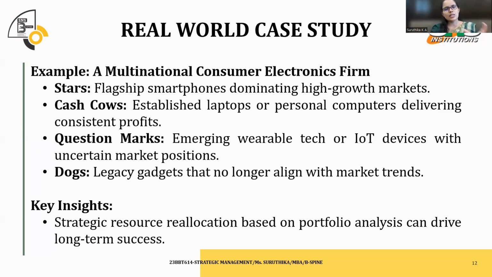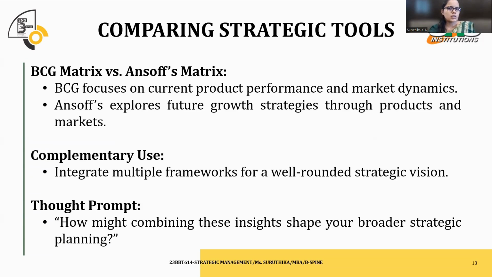So it's important that you strategically allocate resources based on portfolio analysis in order that the business runs with long-term success. So BCG Matrix focuses on current performance and market dynamics, while Ansoff's Matrix explores the future of a product. It's important that we use multiple frameworks complementarily. Just because I'm following BCG Matrix, that doesn't mean I need not follow Ansoff's Matrix or McKinsey's framework. So it's about how we put all these frameworks to use in combination based on the requirement, based on the purpose. We can get into different combinations of these frameworks.